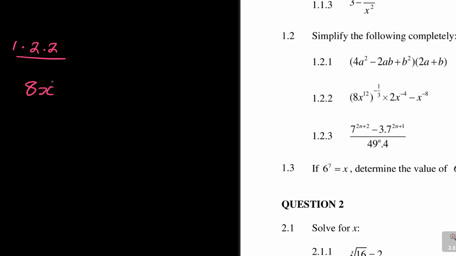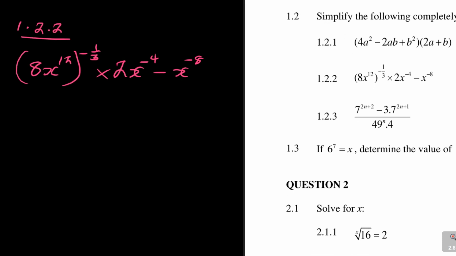(8x^12)^(-1/3) times (2x^-4 − x^-8). Right? And then when you work onto that, the first thing that I want you to be conscious of is this particular 8. Remember what is 8? It's 2 to the power of 3.